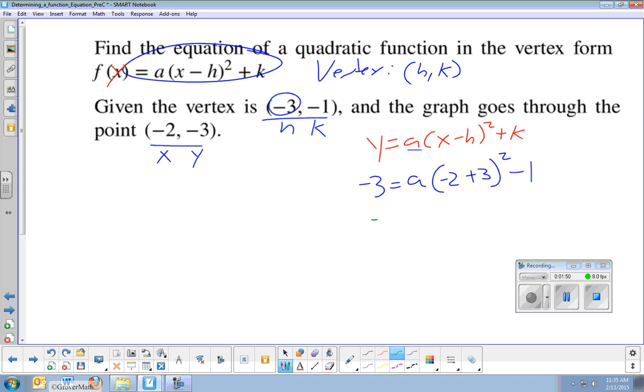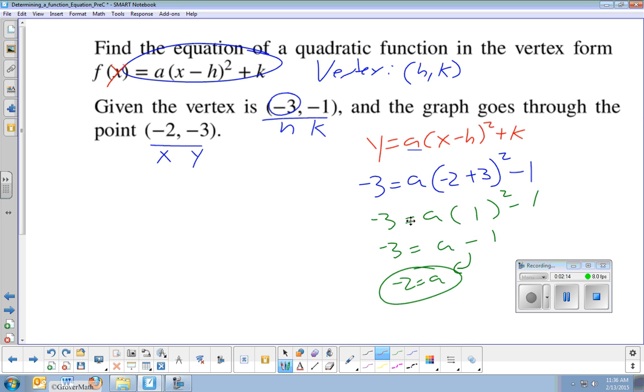Simplify what you can. Inside these parentheses, we have -2 plus 3 is 1 squared minus 1. -3 is a times, well, 1 squared is 1, and 1 times a is just a. So we're left with just a minus 1. Solving for a simply requires you to add 1 on both sides, and you get -2 equals a.